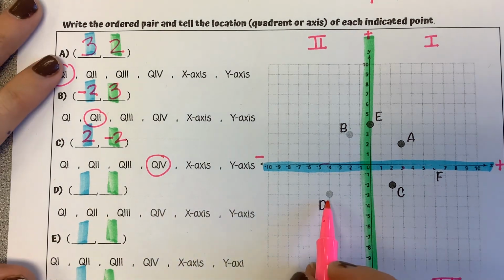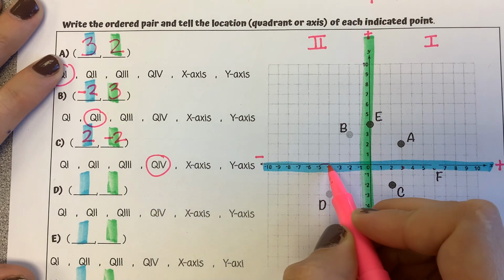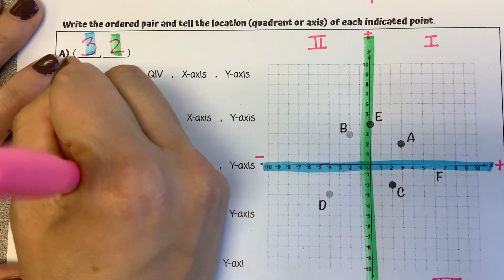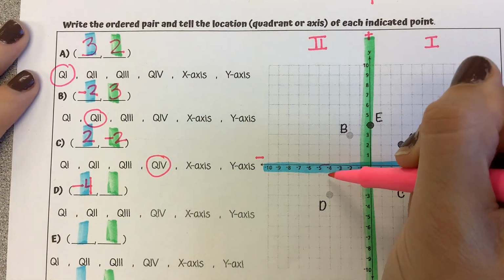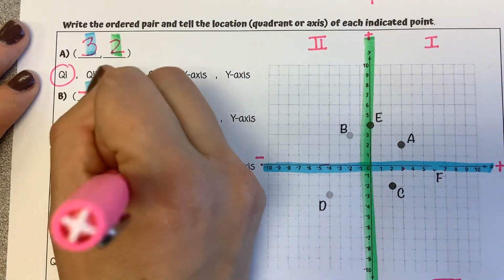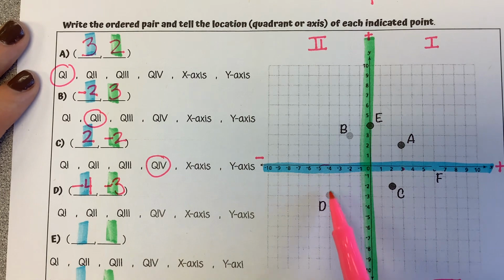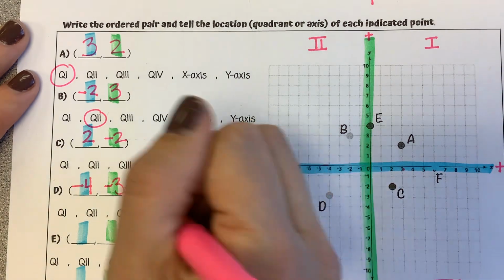Okay, for point D, starting at the origin, we're going 1, 2, 3, 4 to the left, so it's at negative 4. And then 1, 2, 3 down, so it's negative 3. Negative 4, negative 3. What quadrant is this in? It's in quadrant 3.